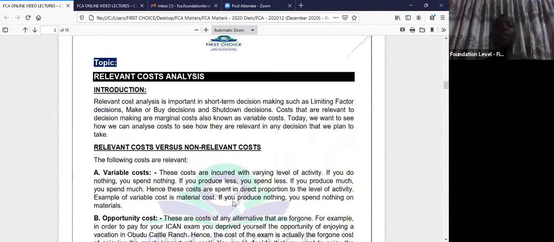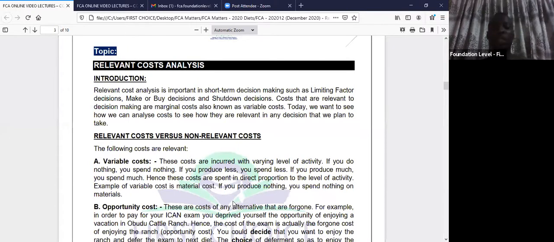What are relevant costs? Relevant costs are important in short-term decision making, such as limiting factor decisions, make or buy decisions, shut down decisions, anything that has to do with variable costs. You see relevant cost rearing its head out. Now, costs that are relevant to decision making are called marginal costs or variable costs.